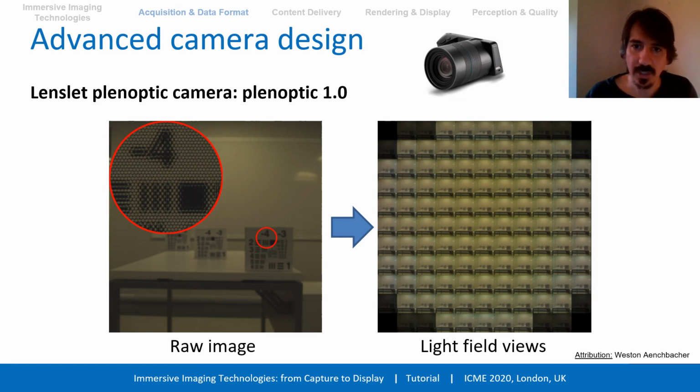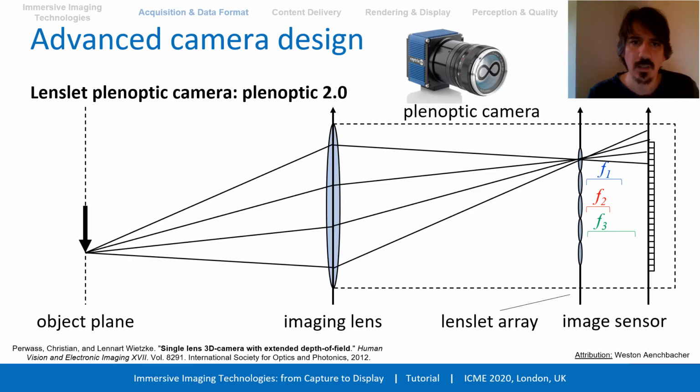Another limitation with the Lytro camera is that it is not possible to capture videos. The second design of plenoptic cameras is called plenoptic 2.0, or sometimes focused plenoptic cameras. And it corresponds to the case when individual microlenses can have different focal lengths.